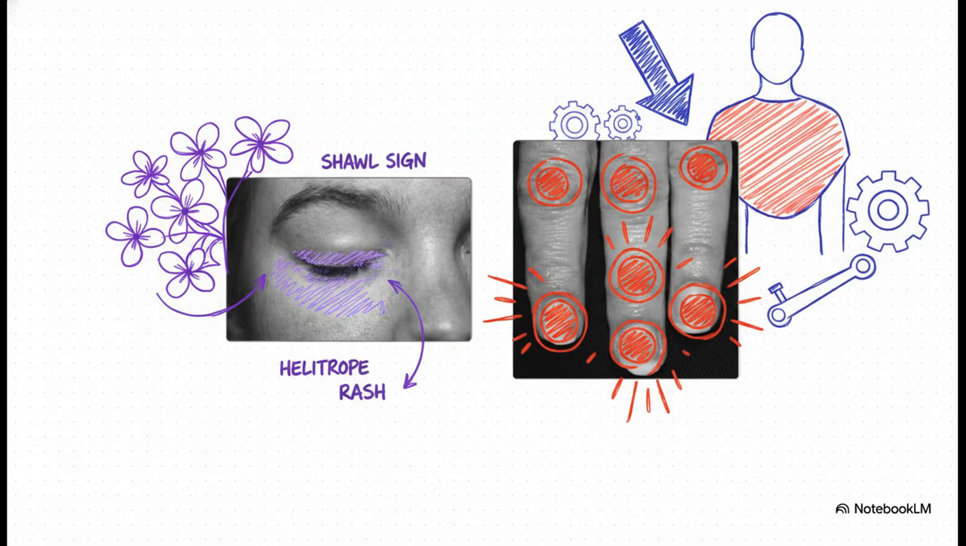The tipping point here visually reveals itself right on the skin. Dermatomyositis carries these exclusive high-yield signals. You've got the heliotrope rash, that purplish discoloration and edema right on the upper eyelids.